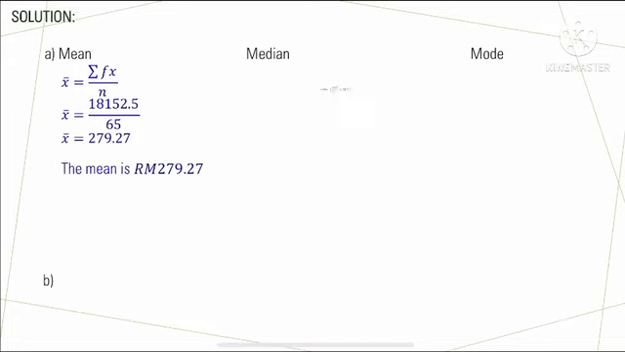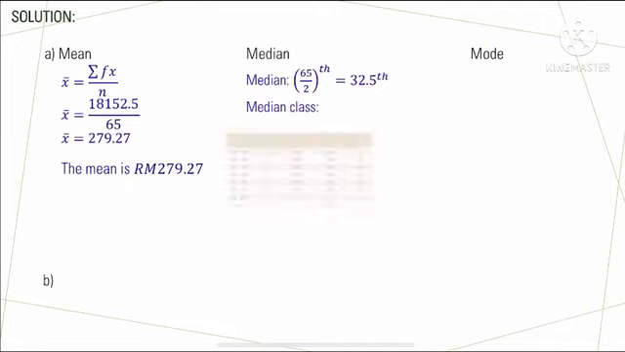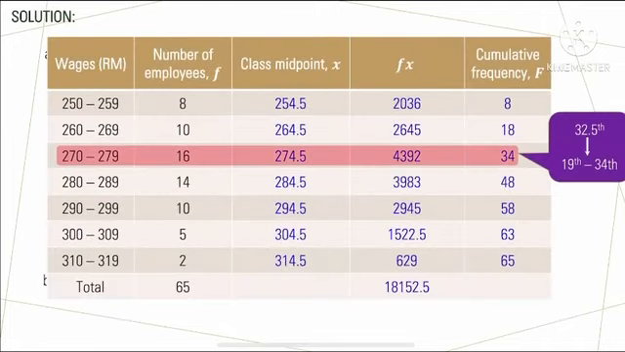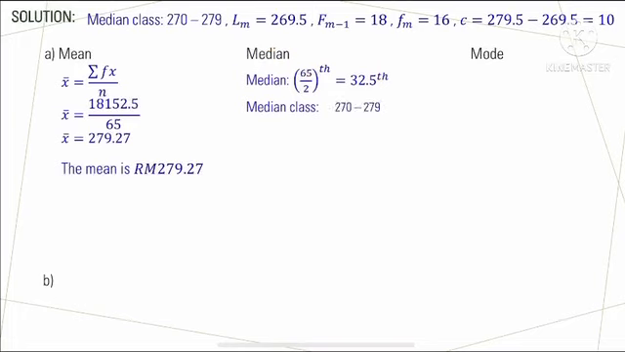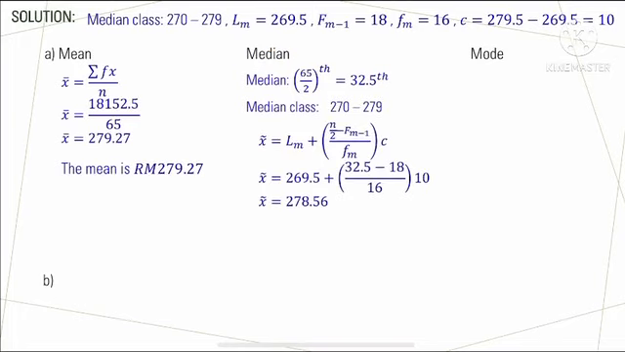For median, it is the 32.5th observation. So find the median class first. In order to find the median class, we have to refer to the table. 32.5 lies in the class interval 270 to 279. From this class interval, we also know that the lower boundary of the class is 269.5. The cumulative frequency before the class is 18. The frequency of the class is 16. And the class size is equal to 10, which is the upper boundary minus the lower boundary. Substitute it into the formula of median and state the answer, and it must be in RM.